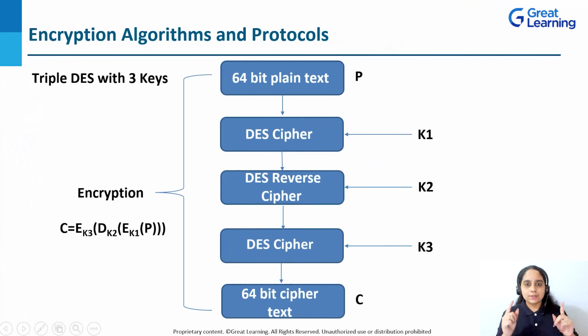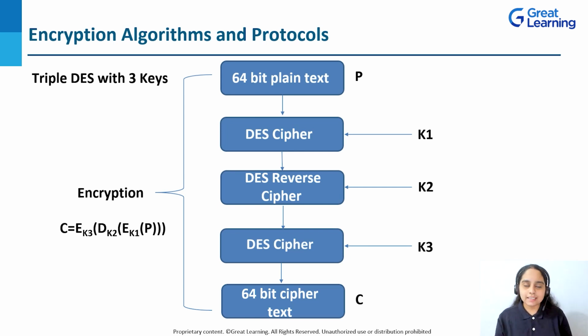two keys. So let's see how the encryption process takes place in triple DES with three keys. Initially we take a 64-bit plain text. P represents plain text. This 64-bit plain text is passed through an encryption algorithm. DES cipher represents the encryption algorithm. Cipher means algorithm. At this stage, key K1 is used.